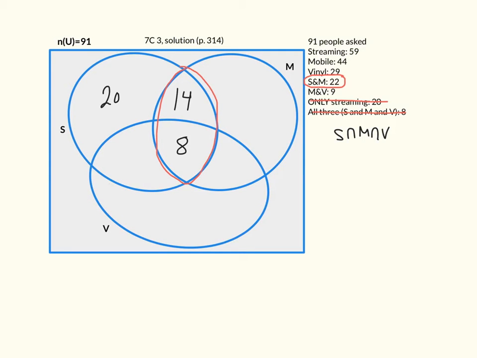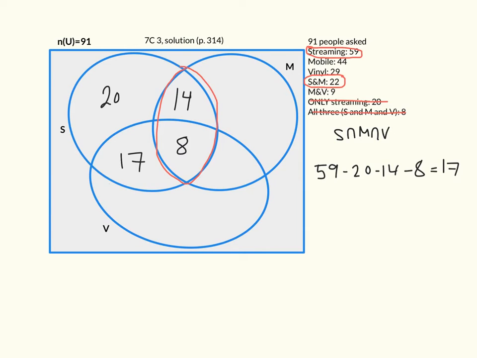The total number for those streaming is 59. So we know that the number for this whole circle has to be 59. So we can just subtract. So 59 minus 20 minus 14 minus 8 equals 17. And that's what we write here.